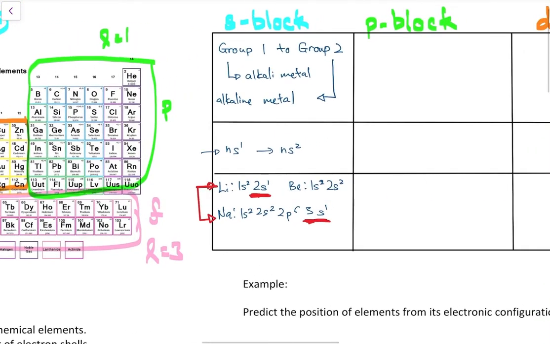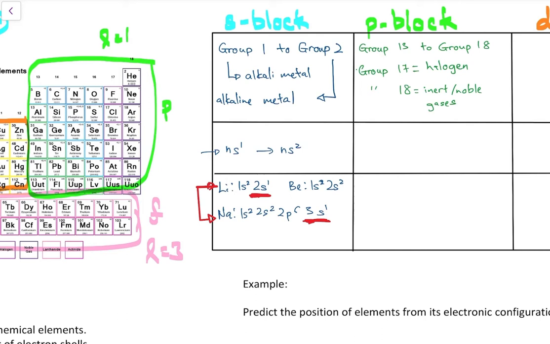Now moving on to the P block. The P block is group 13 to group 18. Group 17 is a bit special because it is also known as the halogen group. Group 18 is also a bit special because it is known as the inert or noble gases.